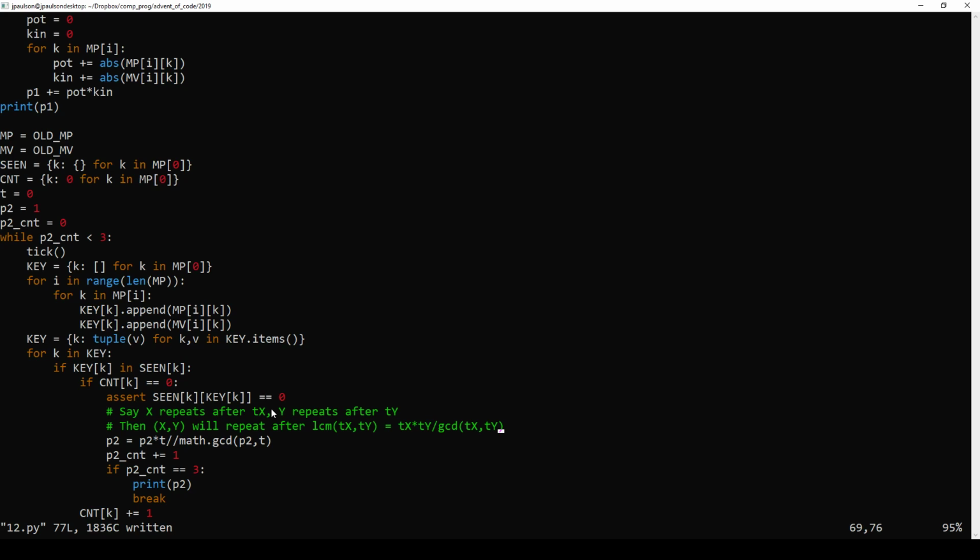So how do we find out when they both repeat? We need to take their LCM, because they both repeat if it's a multiple of both of their periods. So the LCM is just the product over their GCD. I think maybe I won't try to explain why that's true. Maybe it's not so bad.